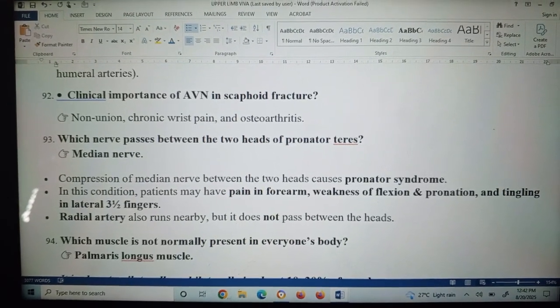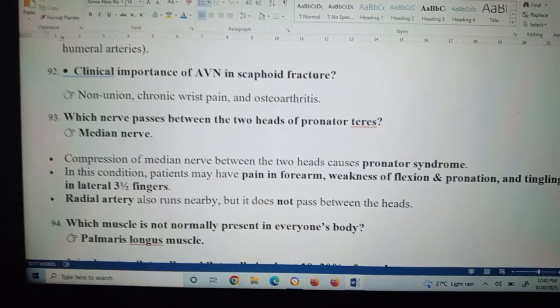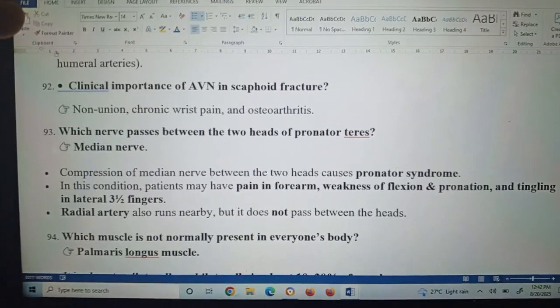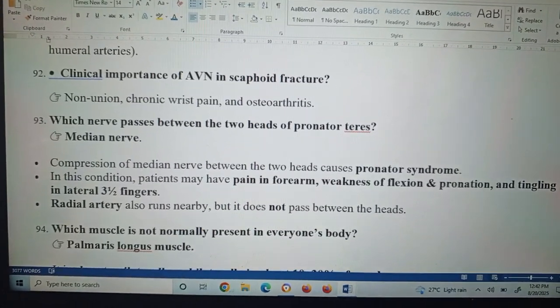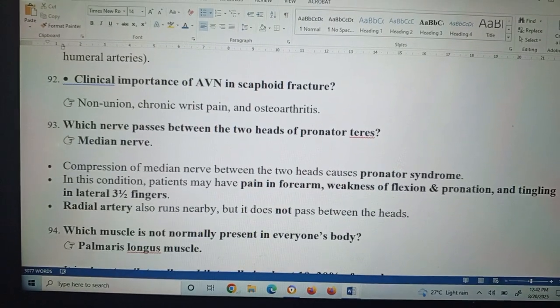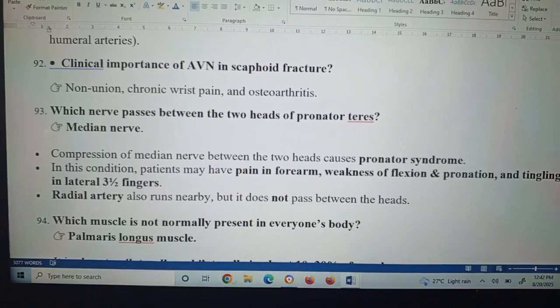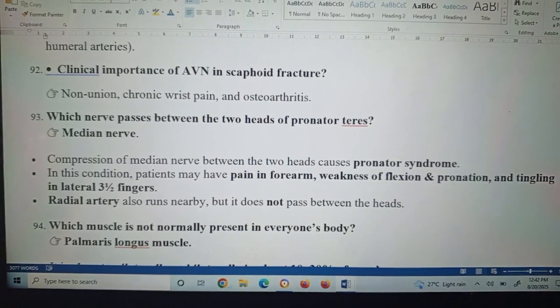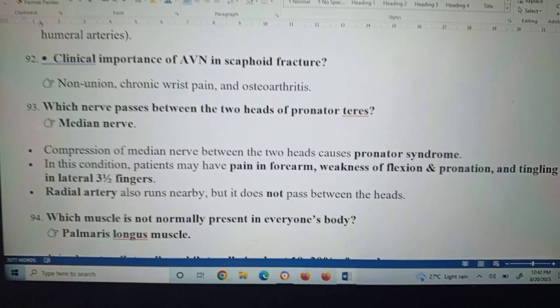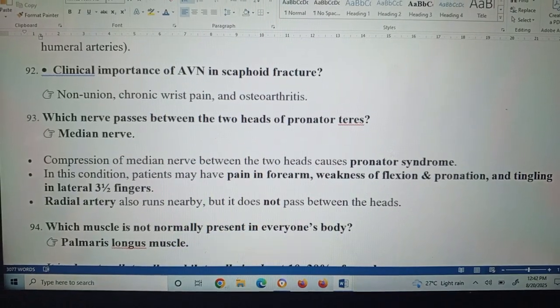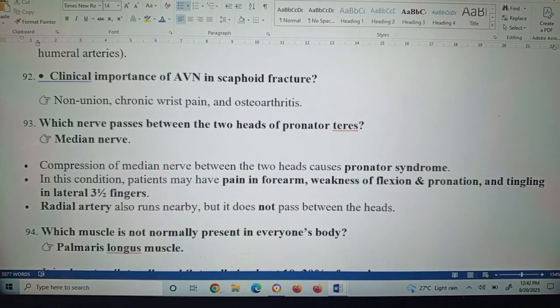Which nerve passes between the two heads of pronator teres? It is a very important question of each facilitator, to know how much knowledge the student has about the muscles, whether he has learned the muscles in a deep manner or has superficially just learned the names of the muscles.